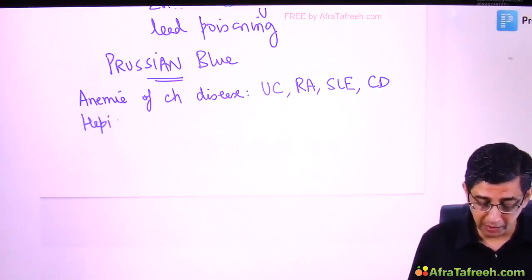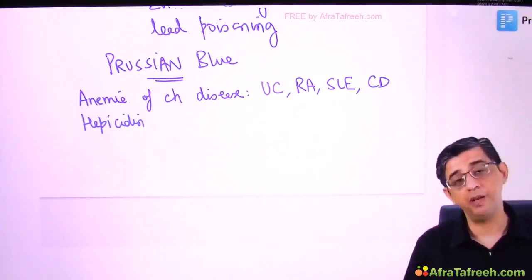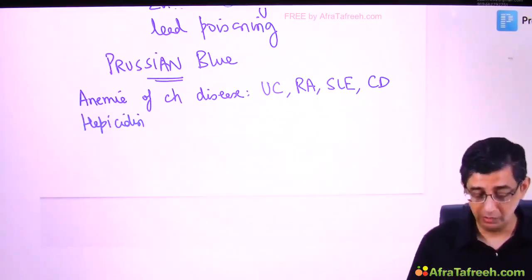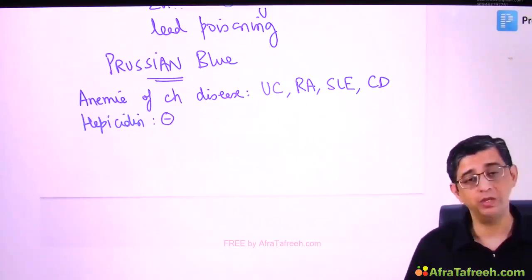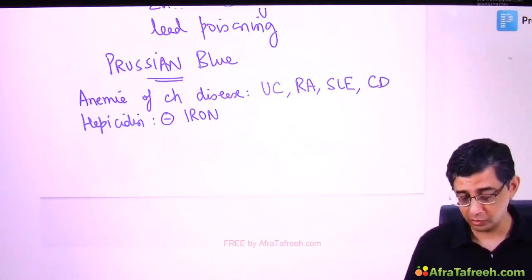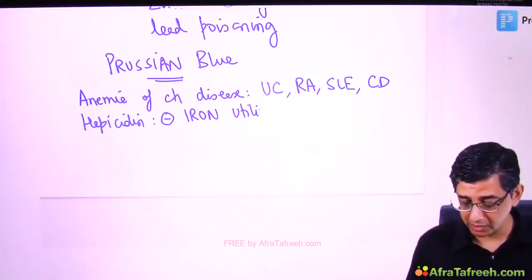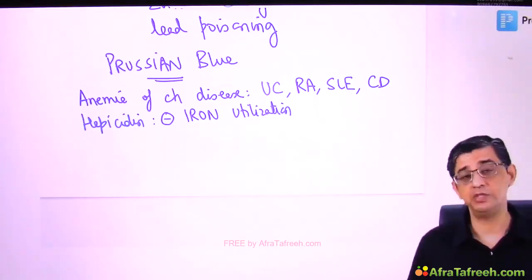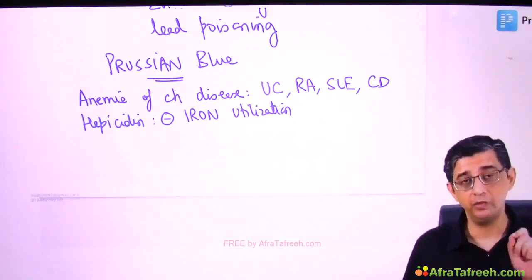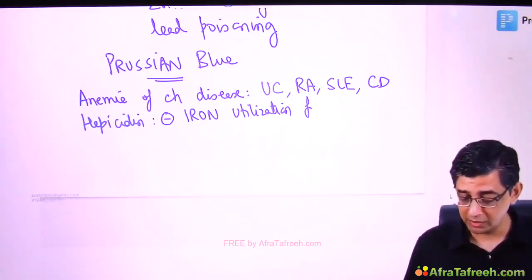The problem here is liberation of a product by the name of hepcidin. You see, hepcidin per se is a regulator of iron metabolism. This time what hepcidin, the regulator, is doing is inhibiting iron utilization from the stores. Please appreciate, earlier I was not saying inhibition of iron utilization, I was just saying inhibition of hemoglobin synthesis. But this time I'm saying hepcidin is putting brakes on iron utilization from the stores.